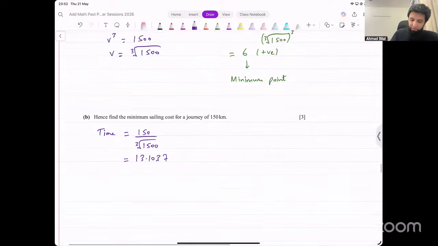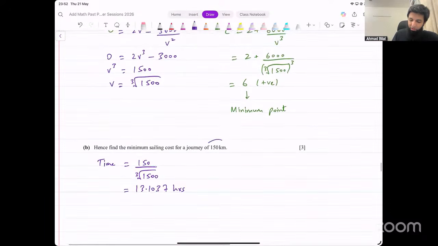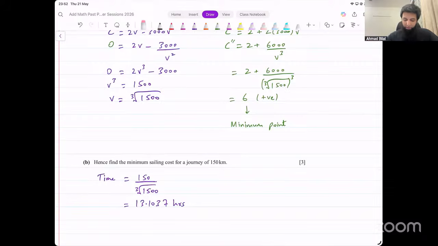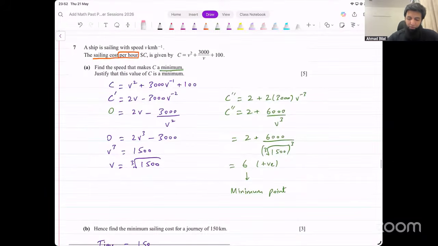Okay. Now this is the number of hours that this particular journey is going to take if it is traveling at this speed when the sailing cost is going to be minimum. Now, once we've got the time taken, we can find the value of the sailing cost per hour. So put the speed number in this, and that will give you a value for C. They did not ask for that in the first part. That's what I was checking earlier. They just asked for speed in the first part. We found that. Now, what is that minimum C value?